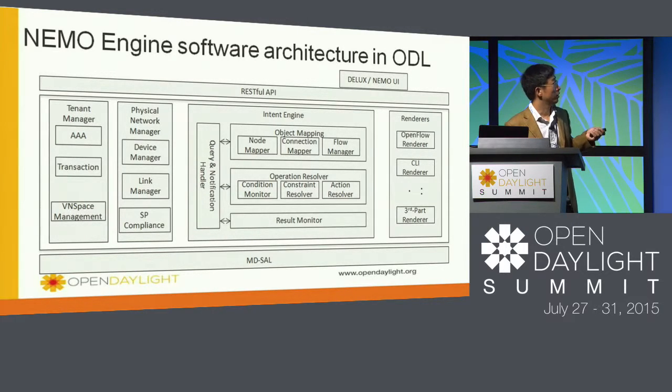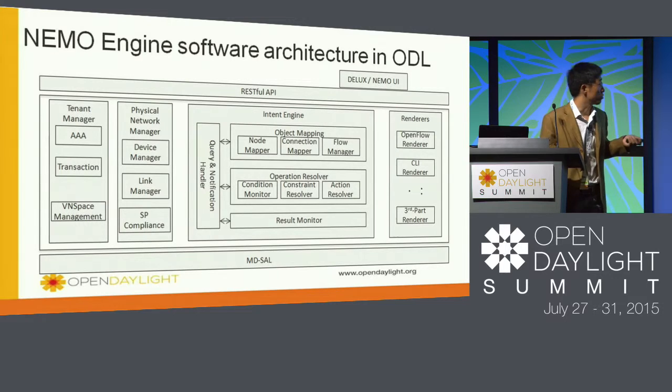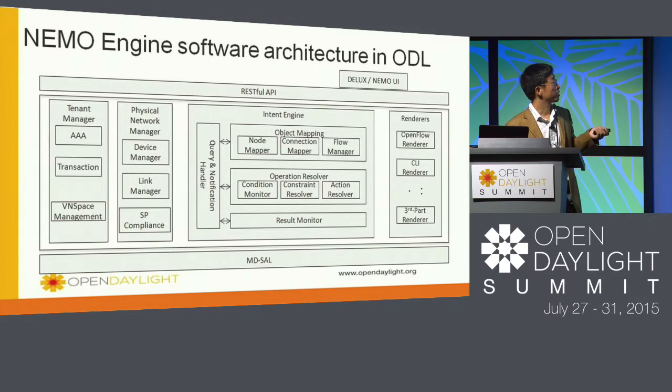First, we have a Nemo UI to show the running information for the service provider. And in the engine part, we have 4 major components. First is the tenant management. Tenants input their intent, need authentication, and manage the transaction and construct a workspace.